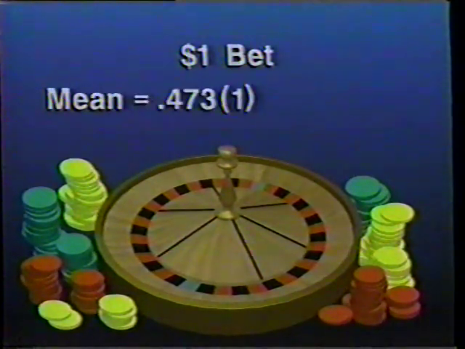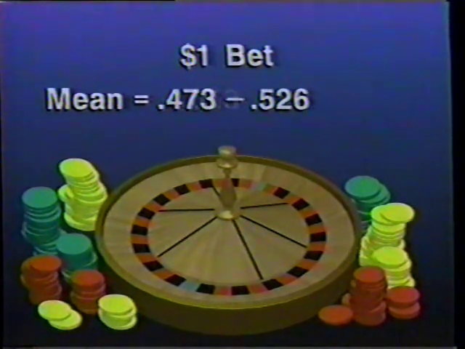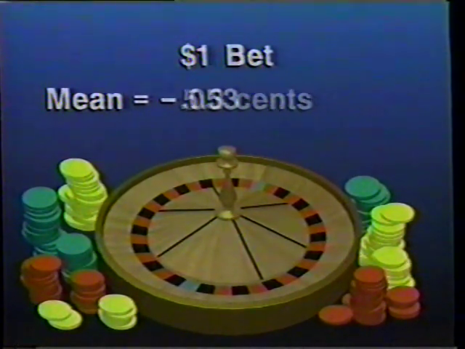To find the mean, we simply multiply my probability of winning, 0.473, by 1, then multiply the probability of losing, 0.526, by -1. Adding the two gives us minus 0.053, or minus 5.3 cents. So in the long run, a bettor can expect to lose 5.3 cents for each dollar bet. That's important for the casino owners. They're in the business for the long term.